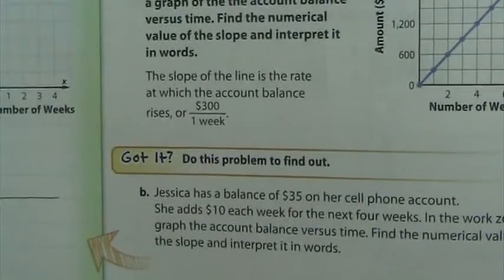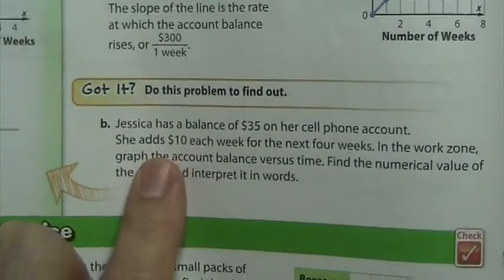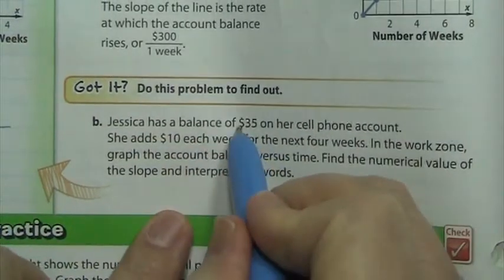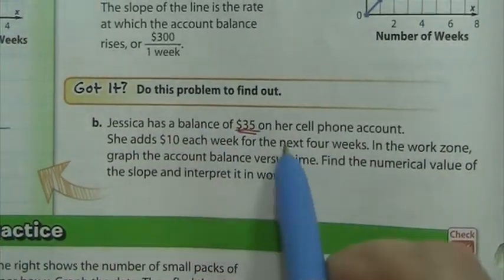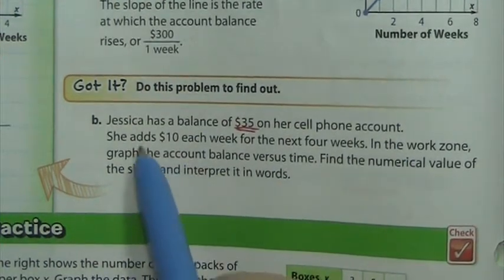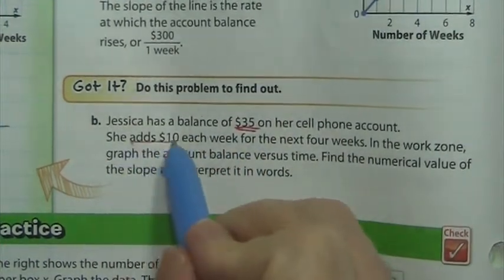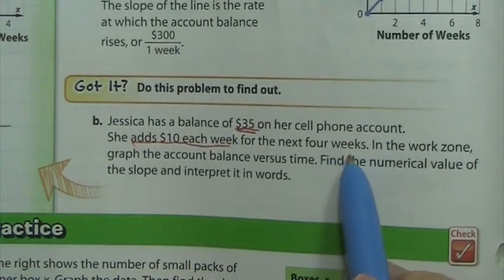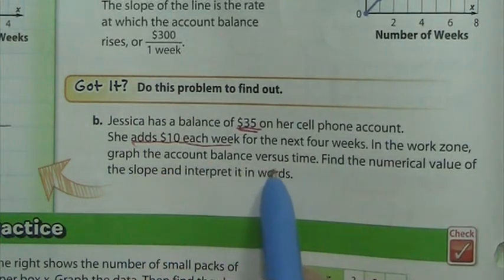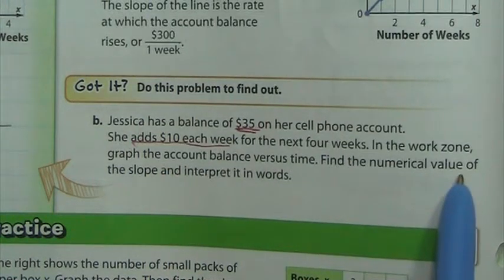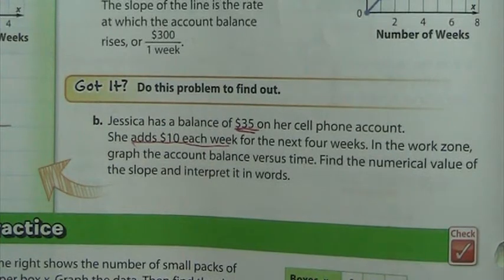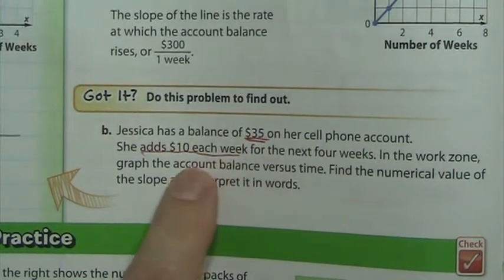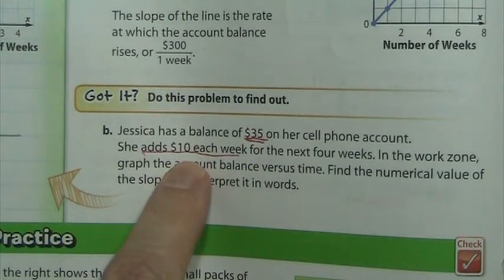Okay, so now let's look at our little example to do right here. It says Jessica has a balance of $35. So she already starts off with $35 on her cell phone account. She adds $10 each week. $10 a week for the next 4 weeks. In the work zone, graph the account balance versus time. Find the numerical value of the slope and interpret it in words. Okay, so starts off with 35 and then adds 10 each week.